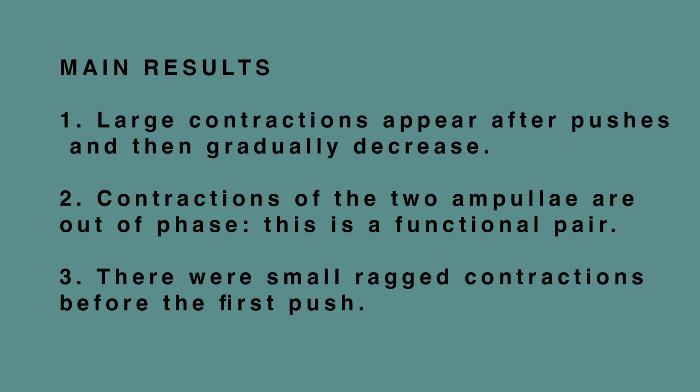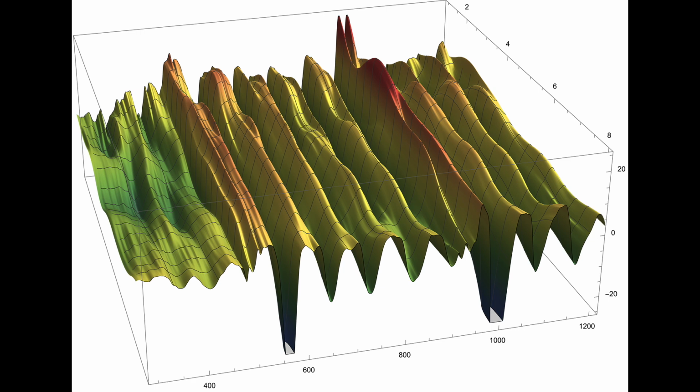A deeper insight into the response is obtained by dividing the ampulla into segments along its axis to define a line that changes shape with time, as we did previously in the analysis of a single detached ampulla. This is a 3D plot of that line in the 900 seconds that includes the two compressions.